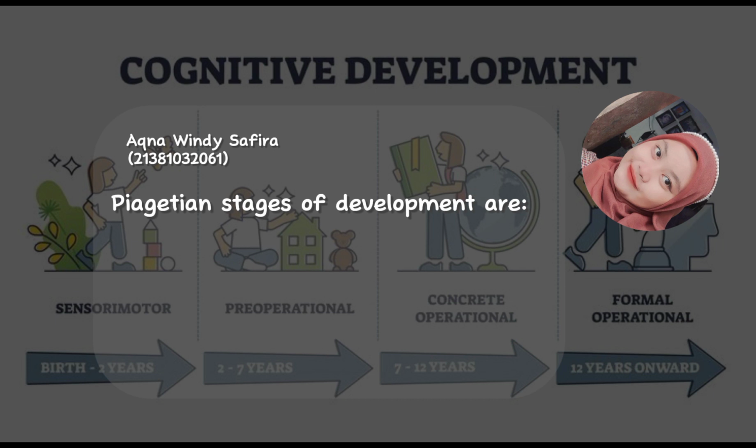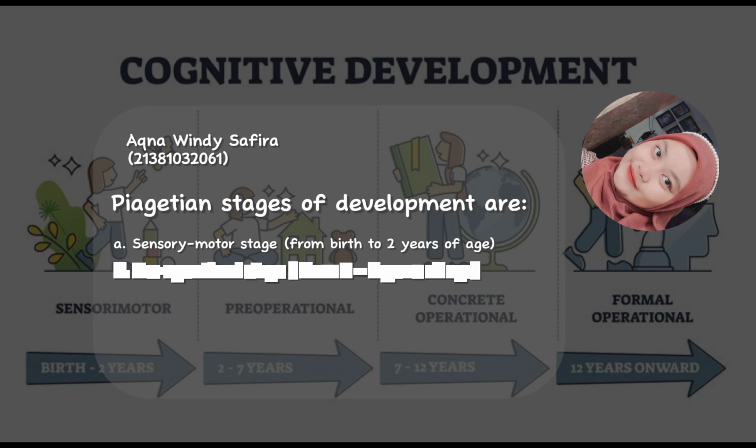Piaget's stages of development are A. Sensory-motor stage, from birth to 2 years of age. The young child learns to interact with the environment by manipulating objects around him. B. Pre-operational stage, from 2 to 7 years of age.